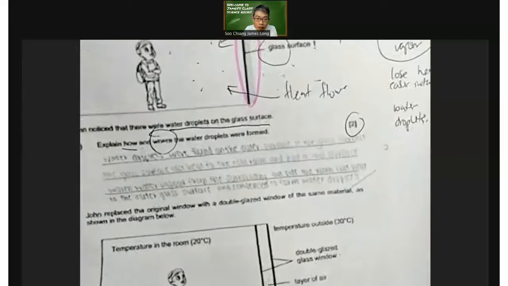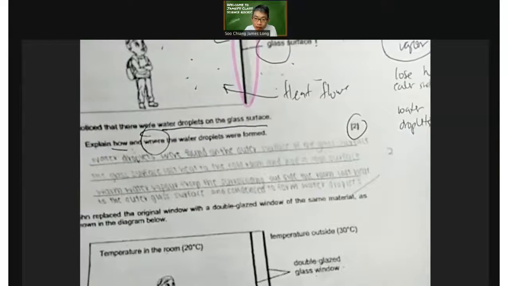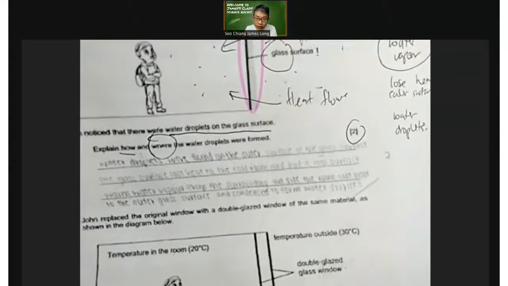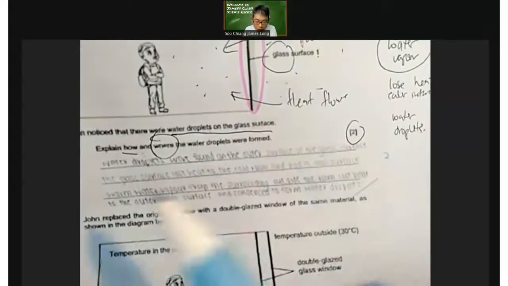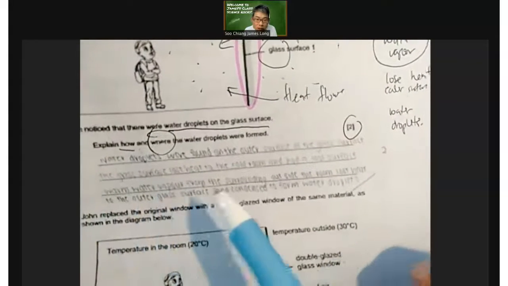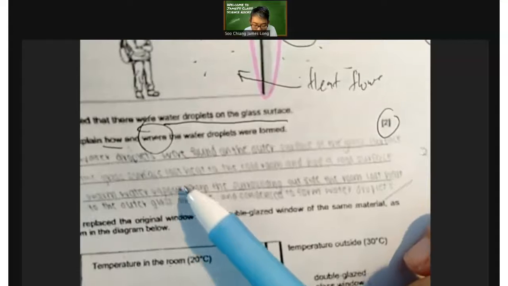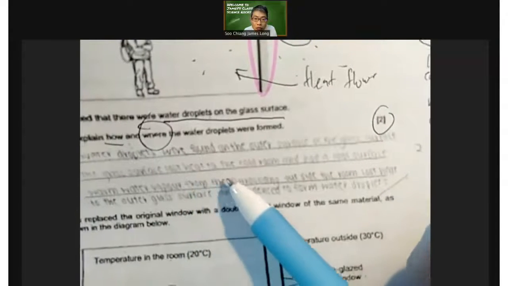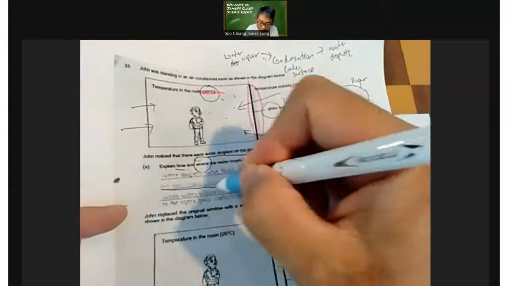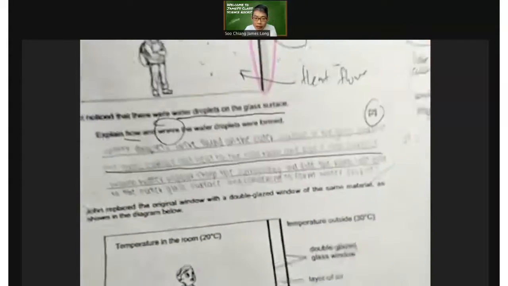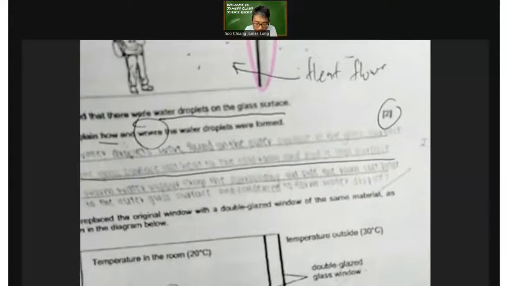Water droplets were found on the outer surface of the glass. Okay, you talked about the where already. That's correct. Now, the glass surface, so I can't see clearly, lost heat to the cold room and had a cooler surface. Okay, this part I don't think is necessary, but it's okay to mention it. Alright, there's nothing wrong in mentioning it.